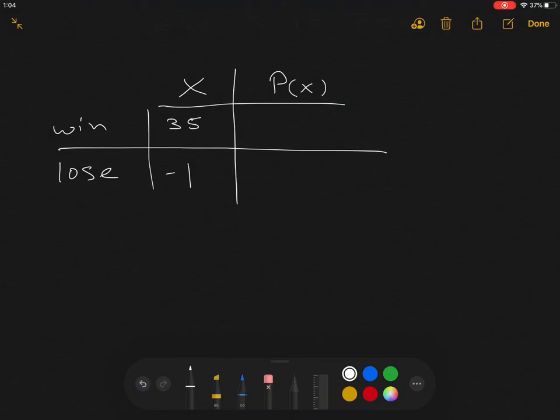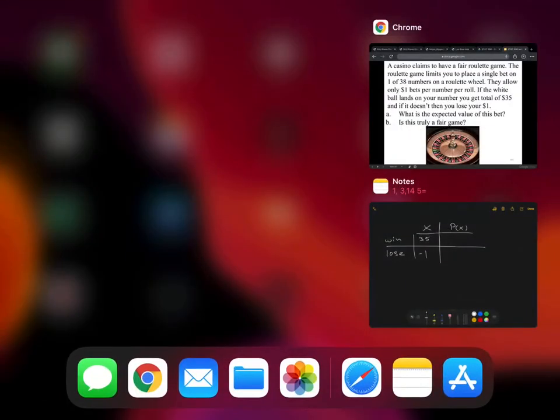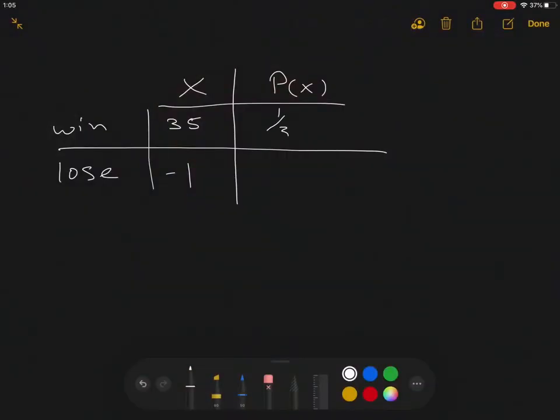Then what's the probability of winning? Well, how many values are on there? The roulette game limits you to place a single bet on one of 38 numbers. So 1 out of 38, if it lands on that value, then you won. The probability of winning then is 1 divided by 38. And here's the nice thing. If there's only two outcomes, win or lose, you know what the probability of losing is. Since the probability column has to add up to 1, then the rest of the probability, 37/38, has to be the probability assigned to the losing row.